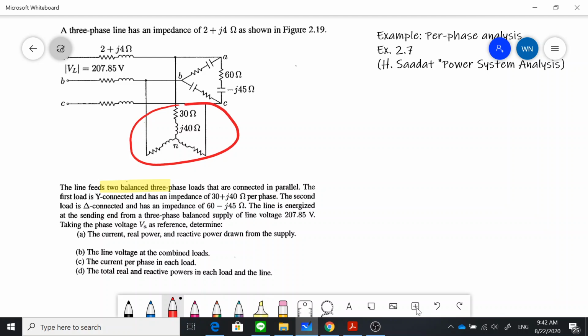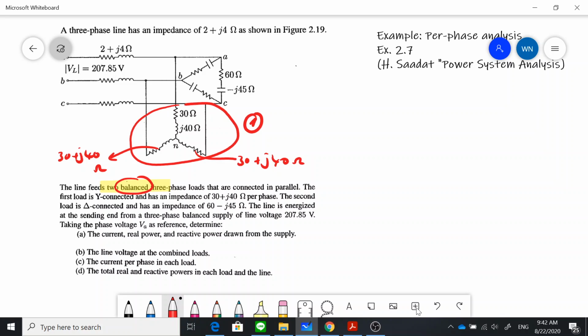Okay, this is load number one, the first load connected in Y, having an equal impedance of 30 plus j40 ohms per phase. So by saying this is a balanced three-phase system, it means that the loads for each of these three phases are equal. This is 30 plus j40 ohms. Similarly, this is also 30 plus j40 ohms, right? So that's why this is balanced.